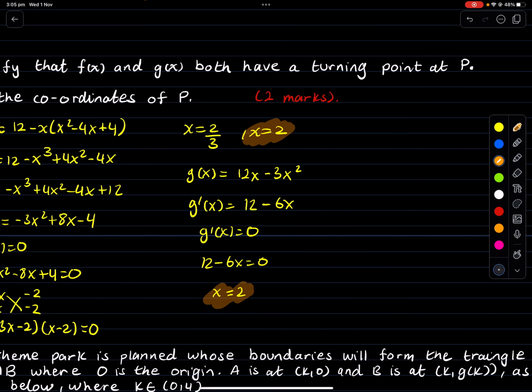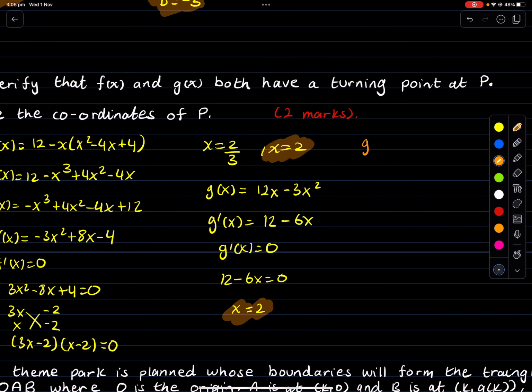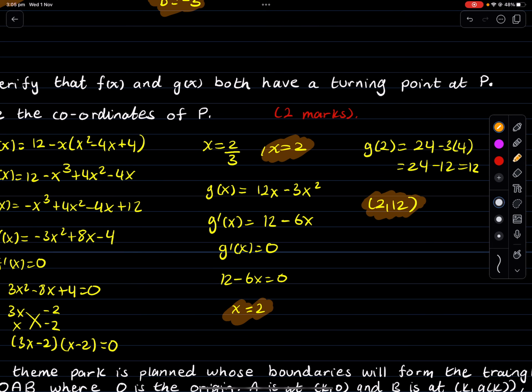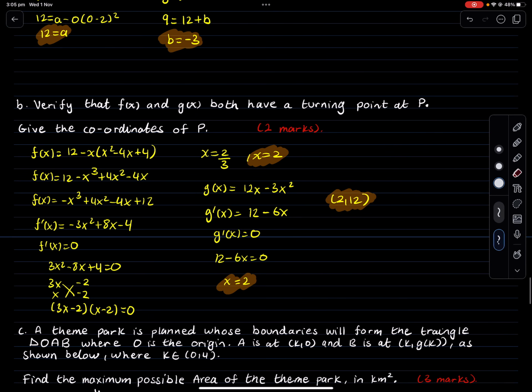So what is just g of, to make my life easier, what's just g of 2? That will be 12 times 2 is 24 minus 3 times 4, which is 12. So that is just 12. So it will be coordinates (2, 12). That'll be the coordinates. That's that. Okay, hope that makes sense.